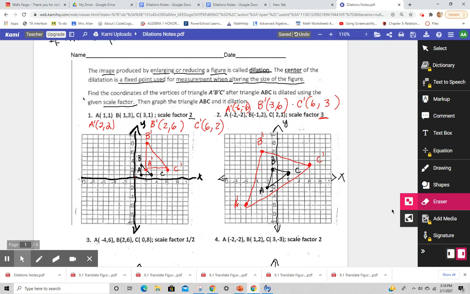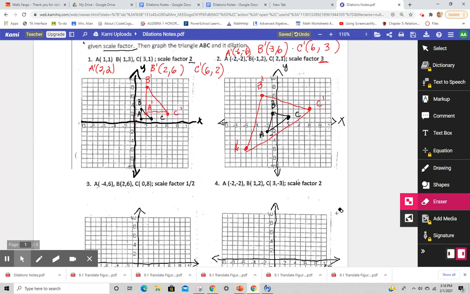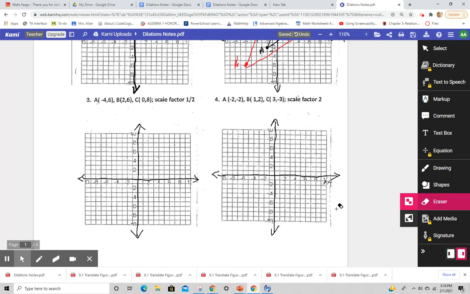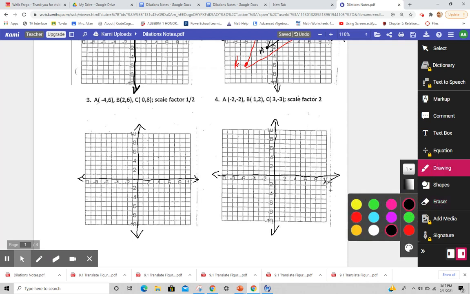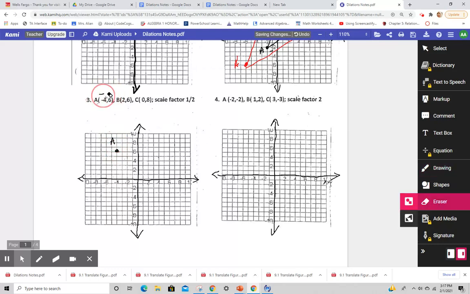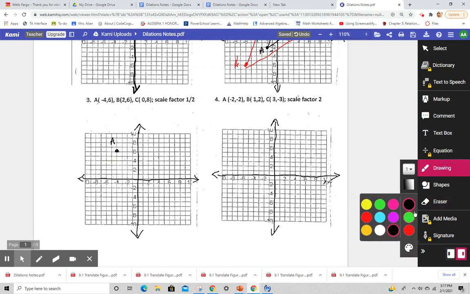All right, let's look at the next one. So let's plot the points first. Plot the original. A is located at -4, left 4, up 6. This is A. B is located at 2, up 6. C is located at 0, up 8.